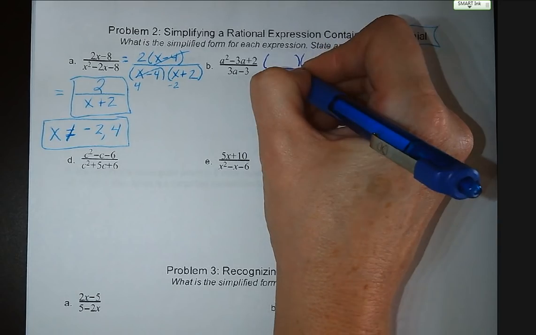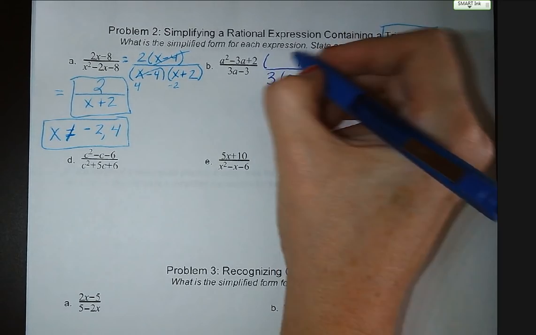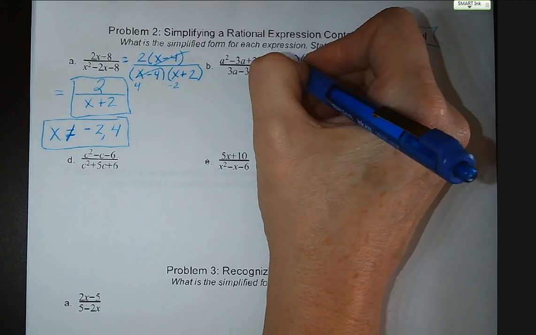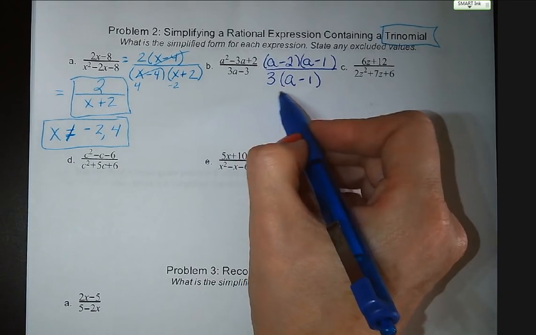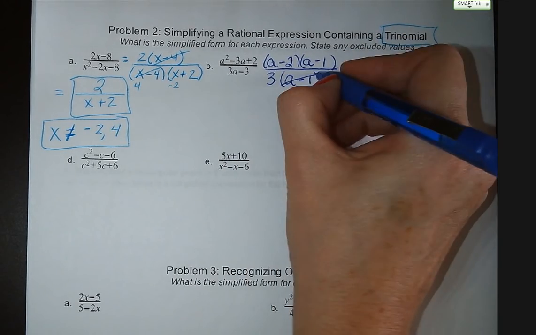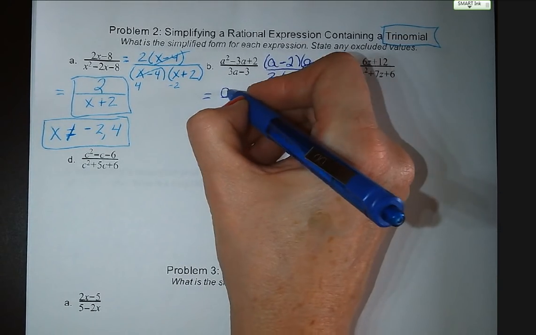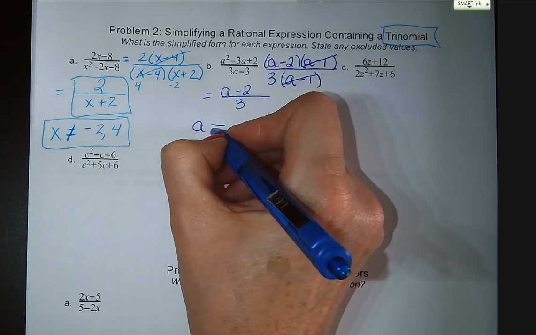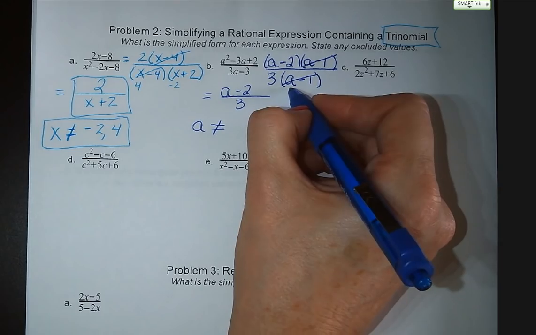All right, letter B, a squared minus 3a plus 2. So we're going to have a minus 2 and a minus 1. And our denominator is already factored. We have 3 times the quantity a minus 1. So those two binomials cancel out. You have a minus 2 over 3. And a cannot equal positive 1.